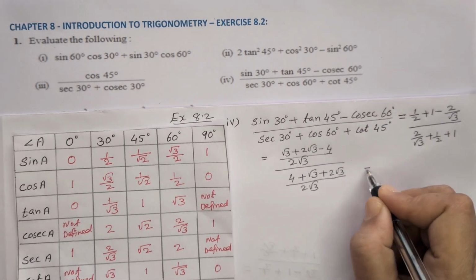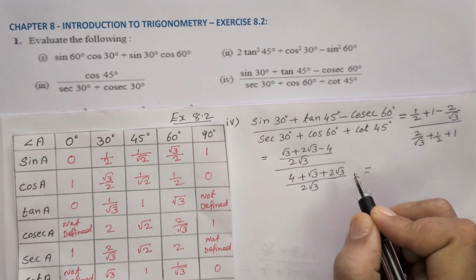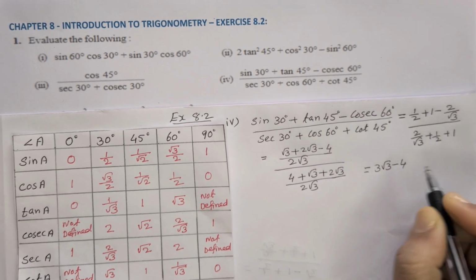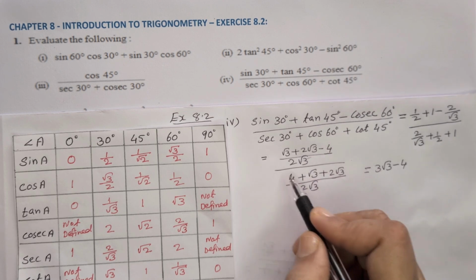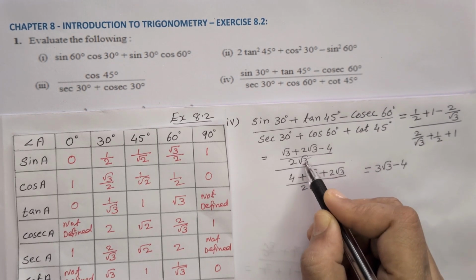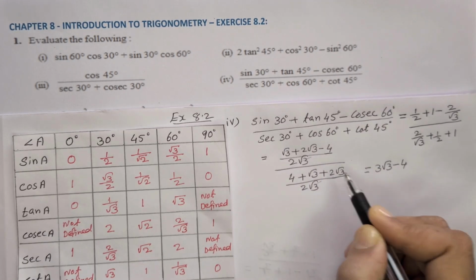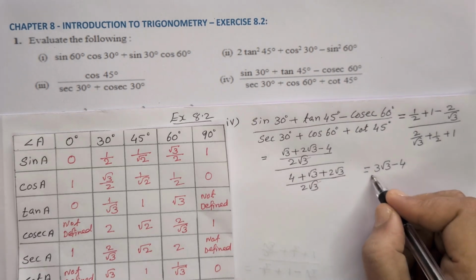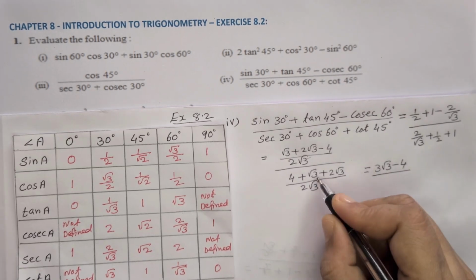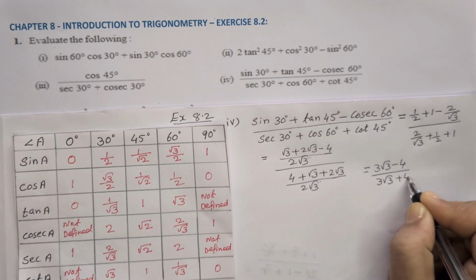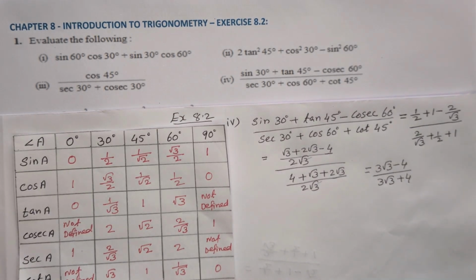Now which is equal to 3 root 3 plus 2 root 3, it is 3 root 3 minus 4. We can cancel the denominator from both sides or take the reciprocal of this one. This will go there in the numerator, and this 2 root 3 in the denominator, that will cancel. Then we are getting this as the numerator and this as the denominator. Here, root 3 plus 2 root 3, 3 root 3 plus 4. So 3 root 3 minus 4 divided by 3 root 3 plus 4.